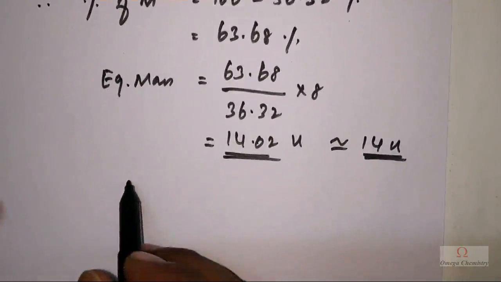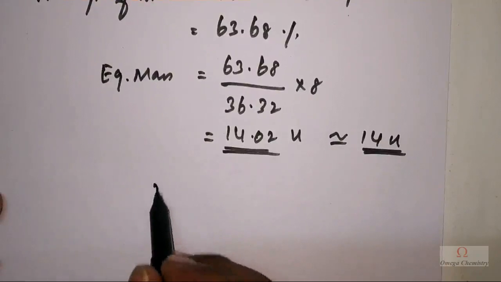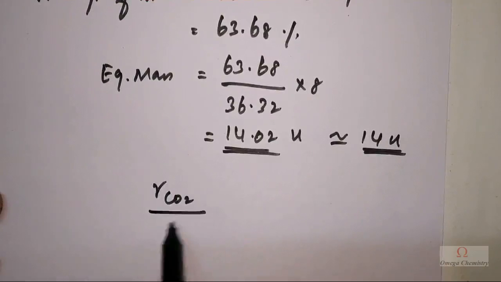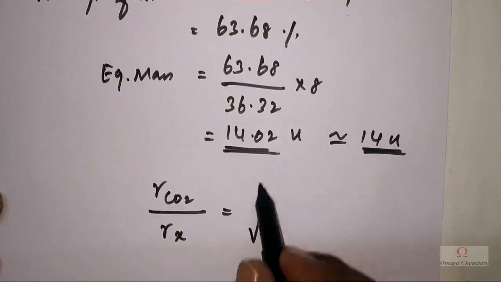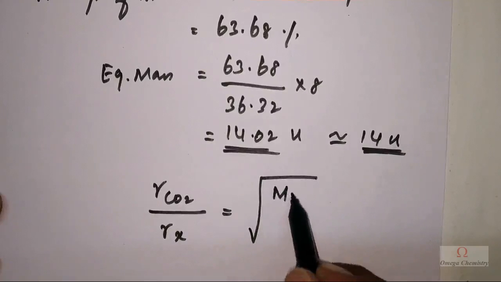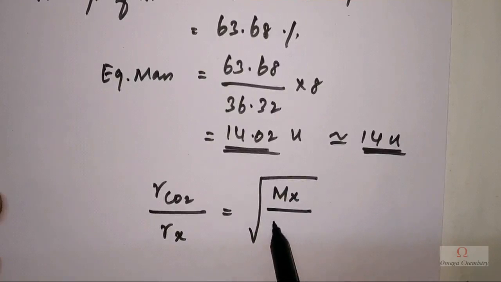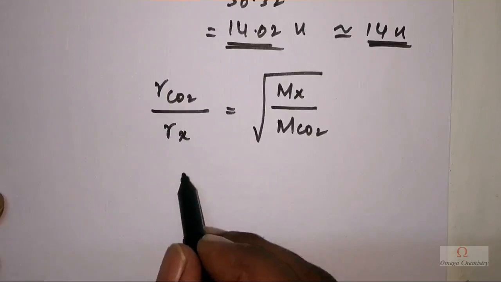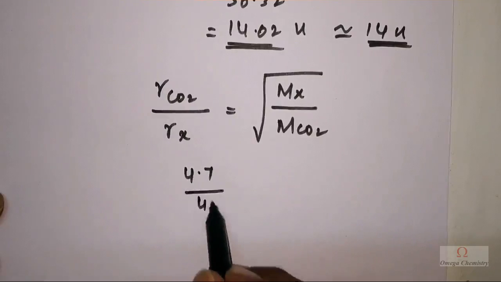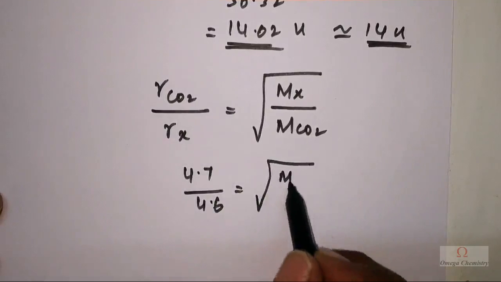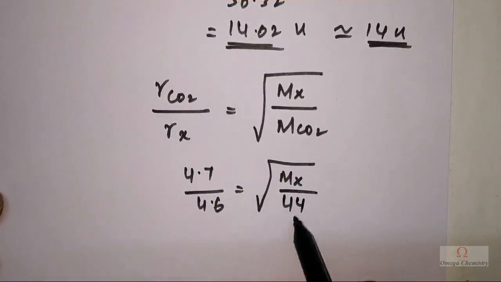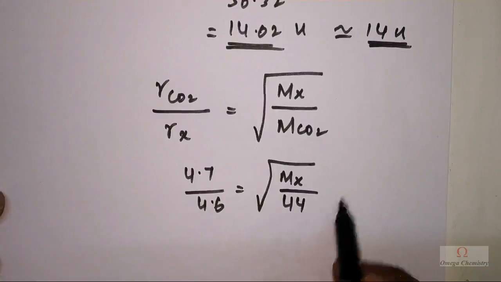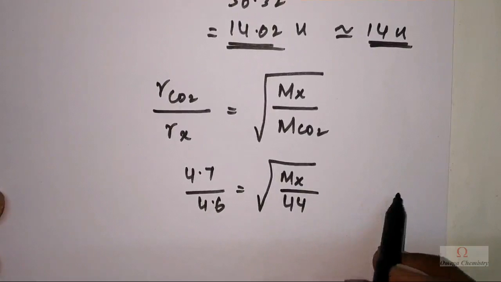I can also use another formula, that is, rate of diffusion of carbon dioxide divided by rate of diffusion of gas X, which is equal to the square root of molecular mass of X by molecular mass of carbon dioxide. The values have been given. So I'm going to just substitute 4.7 by 4.6 is equal to root of molecular mass of X by 44, which is the molecular mass of carbon dioxide.